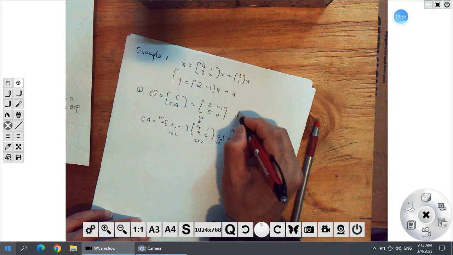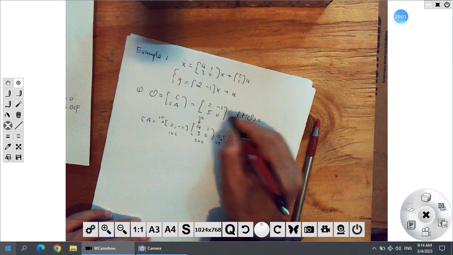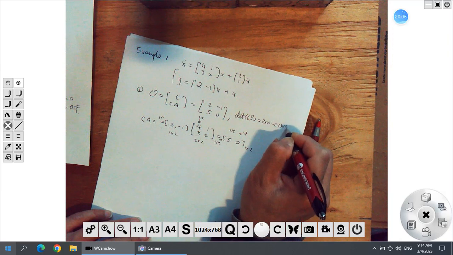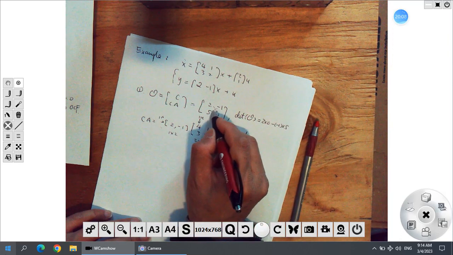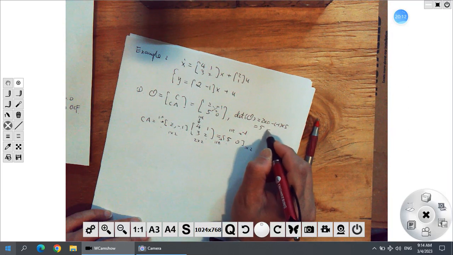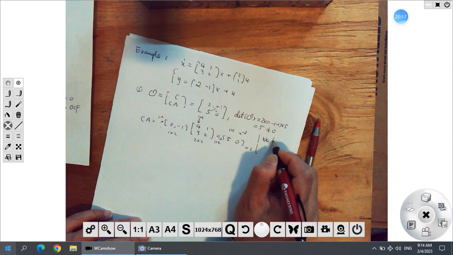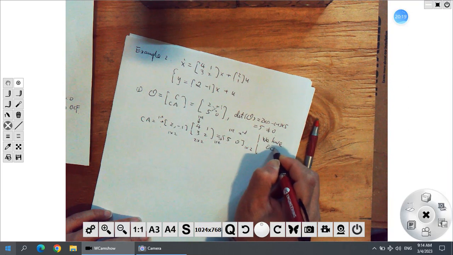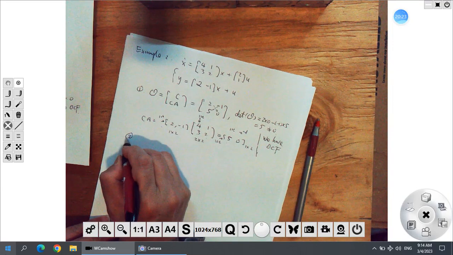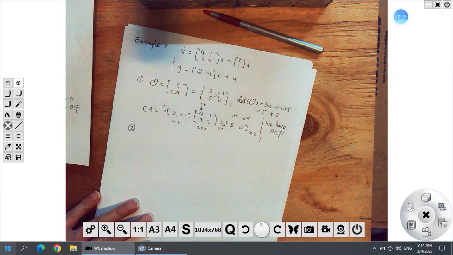The determinant of O is 2 times 0 minus -1 times 5. You multiply in this way. I get 5, which does not equal 0. Okay, good. We can have OCF. Now I will try to find it. I need to find the similarity transform.